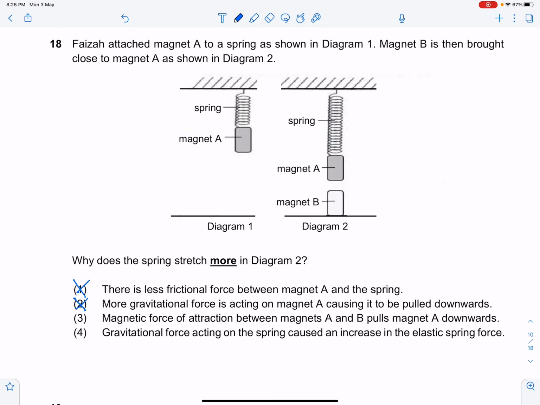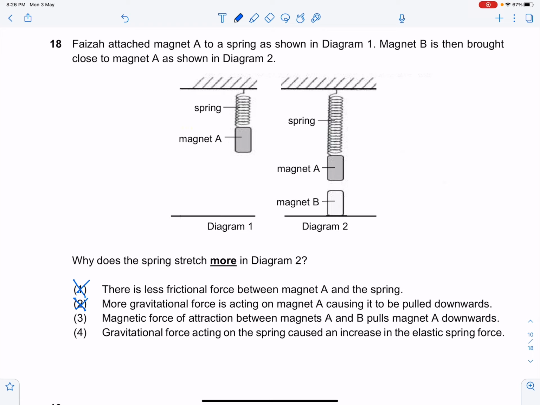So remember, for gravity to change, you have to increase the mass or decrease the mass. In this case, no mass was added or removed from magnet A. So that should not change gravitational force at all. So therefore, number 2 is wrong. Number 3, magnetic force of attraction between A and B pulls magnet A downwards. Yes, that's what I'm saying.